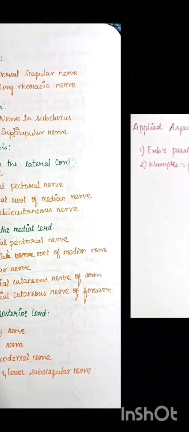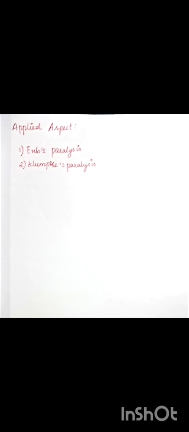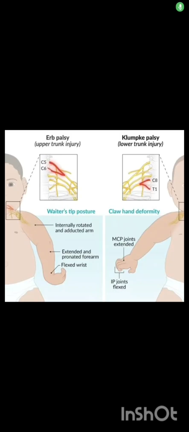Coming to the applied aspect, we have two: Erb's paralysis and Klumpke's paralysis. For injury in the brachial plexus, we have two clinical significances: one is Erb's palsy and the other is Klumpke's palsy. Erb's palsy is the upper trunk injury, where the C5 and C6 roots get damaged.